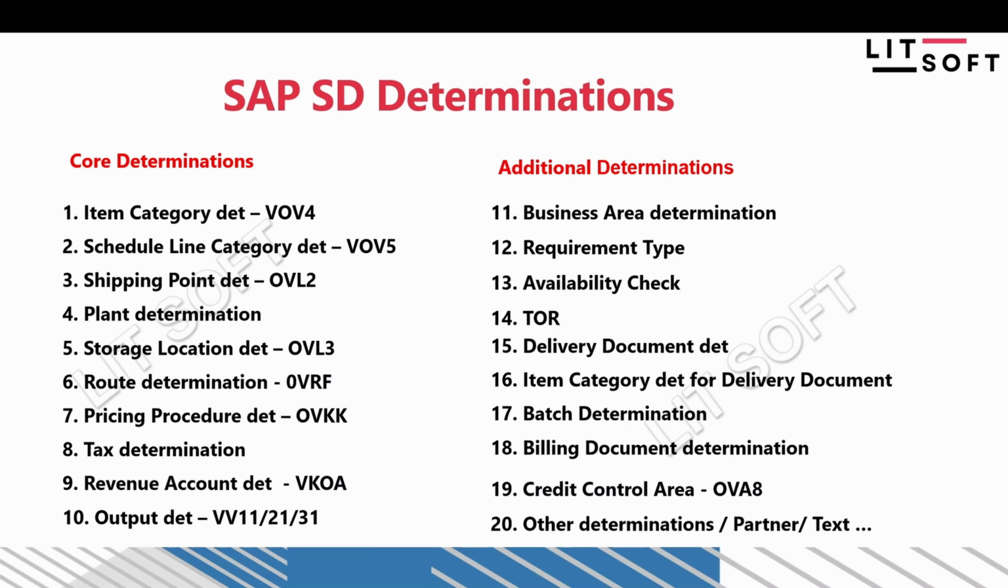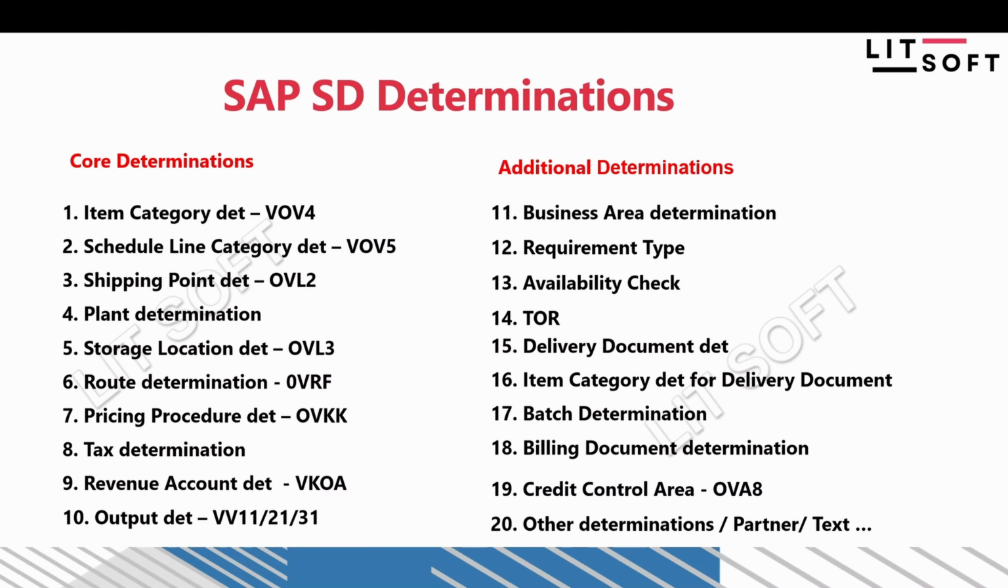The first one, item category determination, the transaction code is VOV4. Schedule line category determination, VOV5. Shipping point determination, OVL2. Then plant determination depending on the different parameters, storage location determination, OVL3, route determination, 0VRF. No need to remember the T-code, but it is there for the shortcut. Pricing procedure determination, OVKK, tax determination, revenue account determination, output determination.